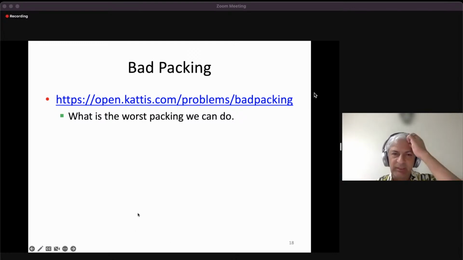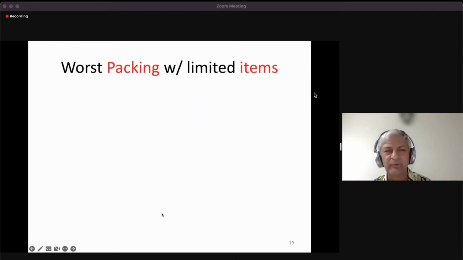So here the problem is you want to figure out what's the worst packing we can do for a given amount. And it turns out that we can modify what we did earlier for the best packing, and it's a very similar looking formula. But before I write down things, I'd like to see if people have any ideas on how to approach this.